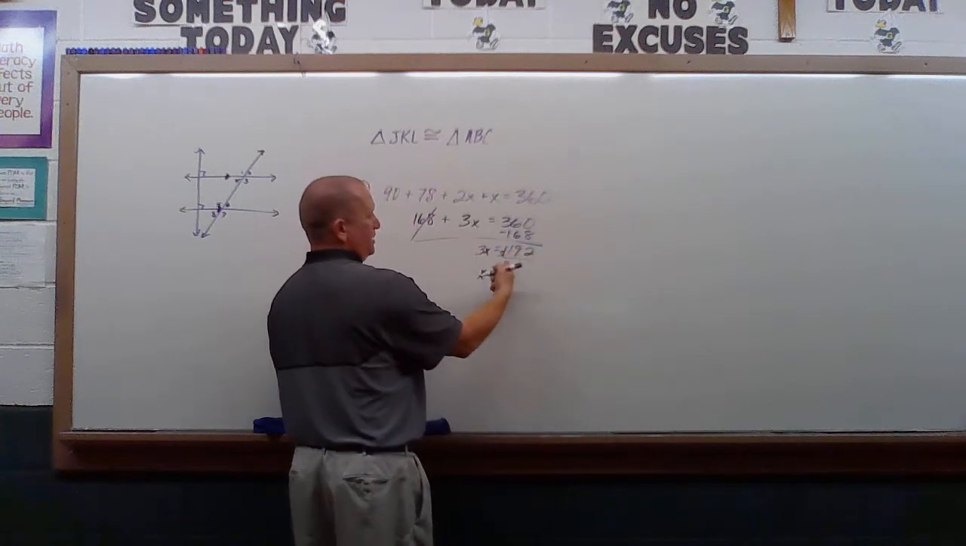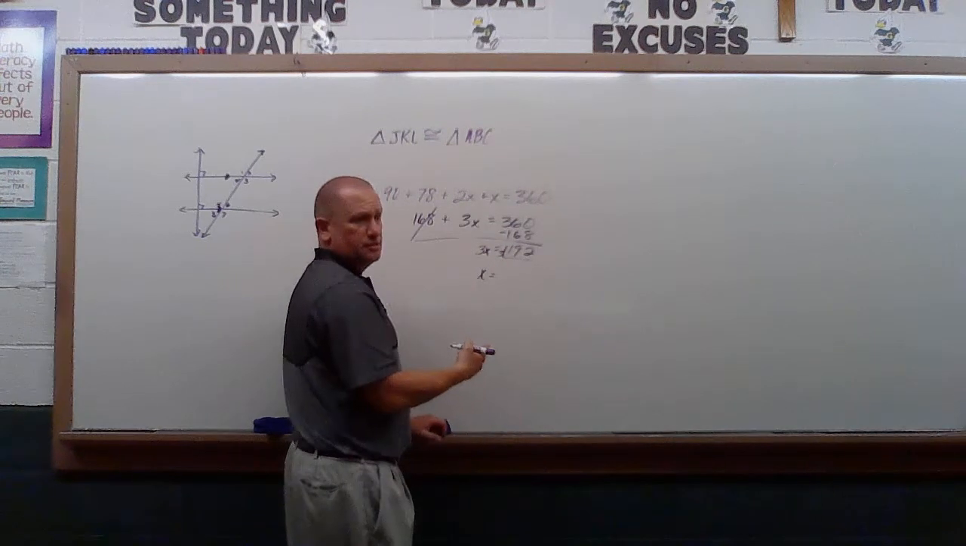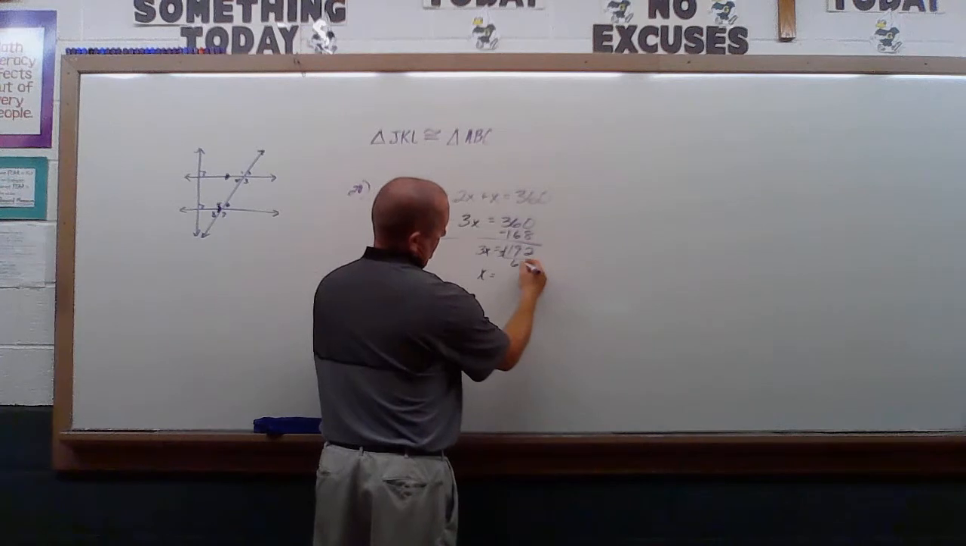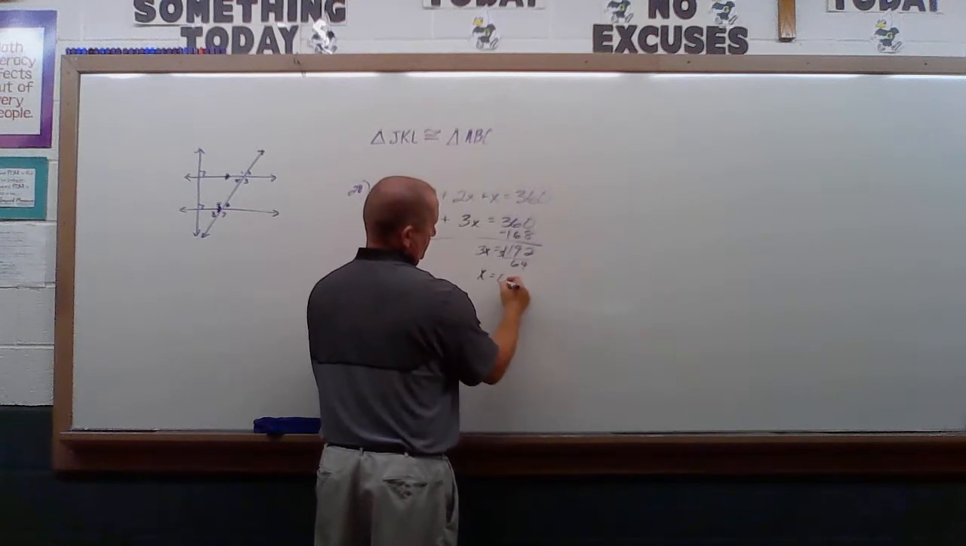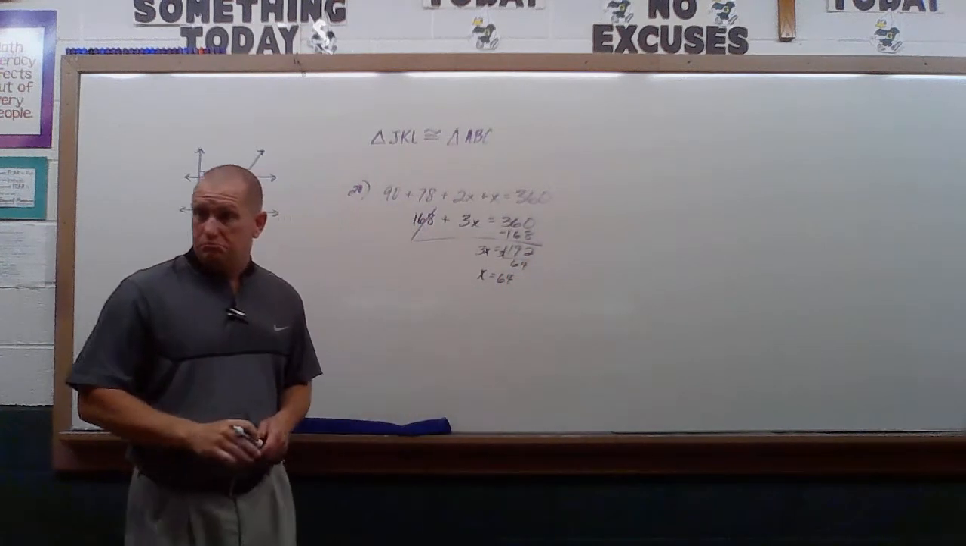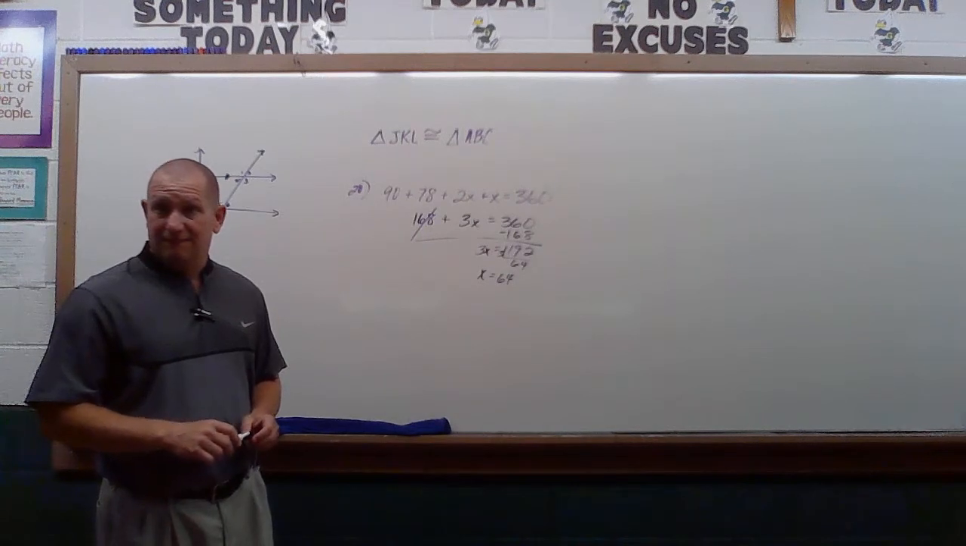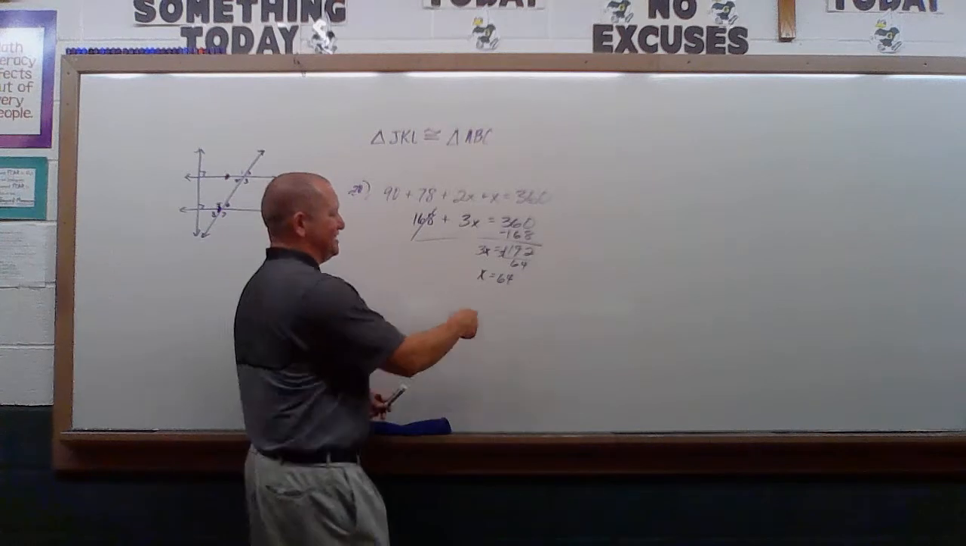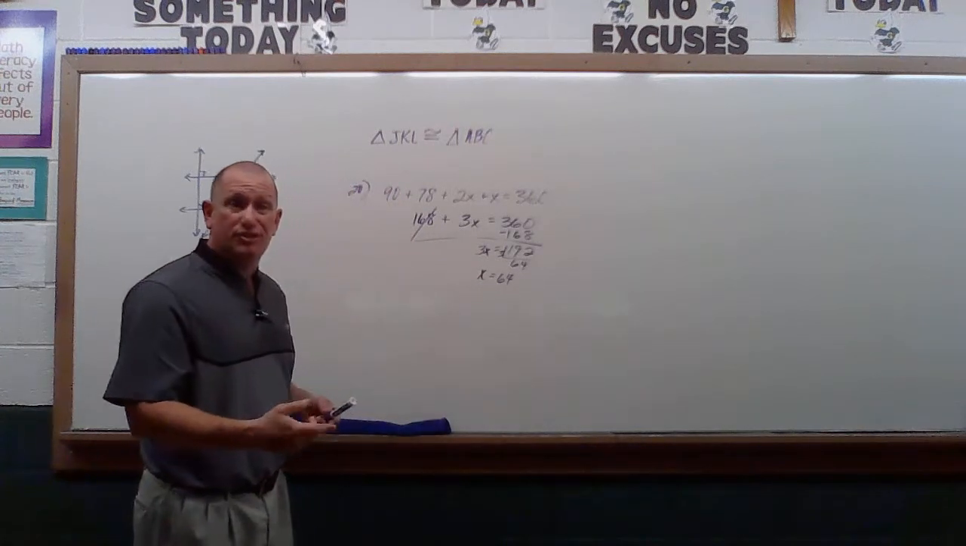You ever divide it upside down? Have I ever showed you this? No. 3 into 19 is 6, 18, 12. 12 is 4. Should have been 64. Is that right? So what is x?